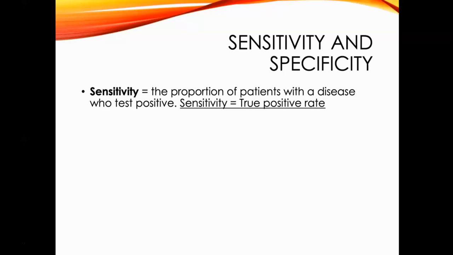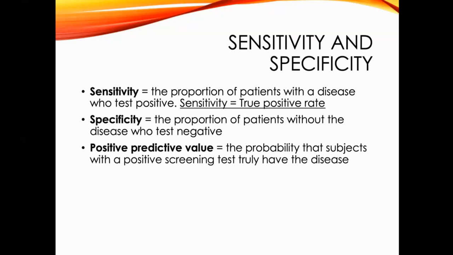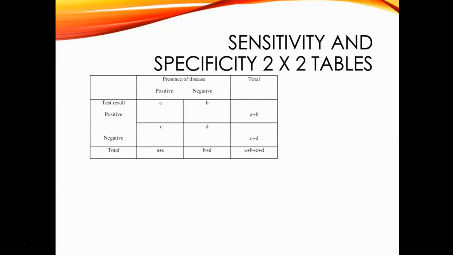So sensitivity is the proportion of patients with a disease who test positive. And sensitivity is also known as the true positive rate. Specificity is the proportion of patients without the disease who test negative. Positive predictive value is the probability that subjects with a positive screening test truly have the disease. And negative predictive value is the probability that subjects with a negative screening test truly don't have the disease.